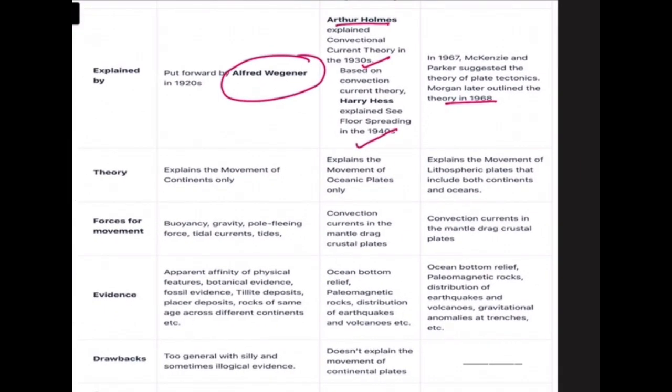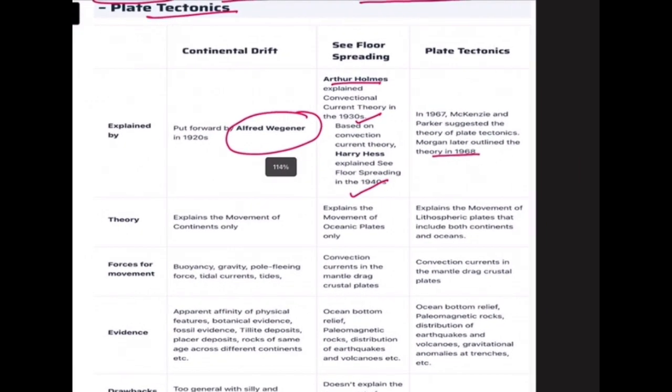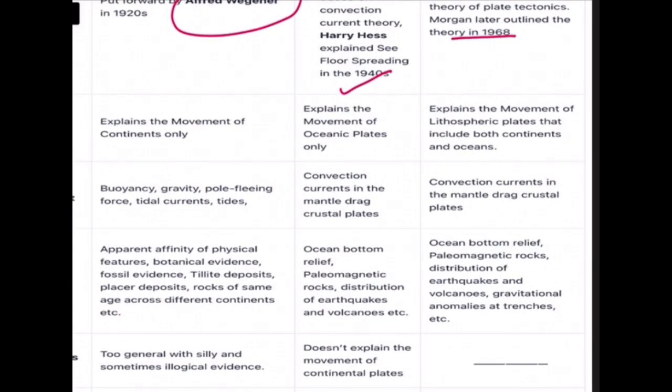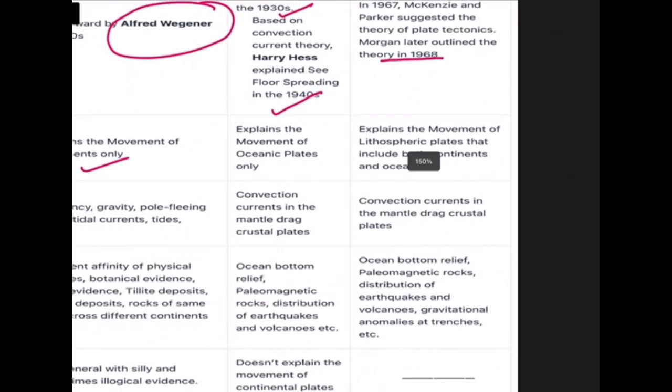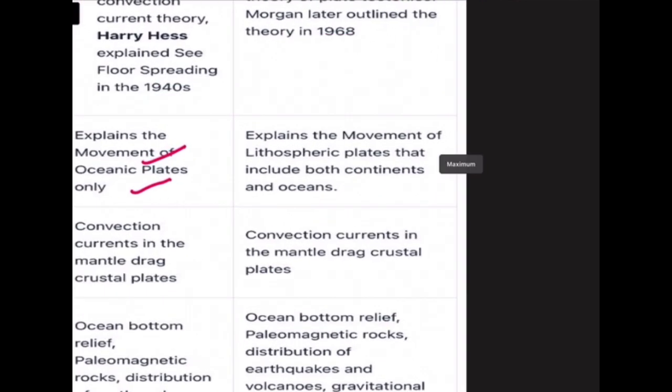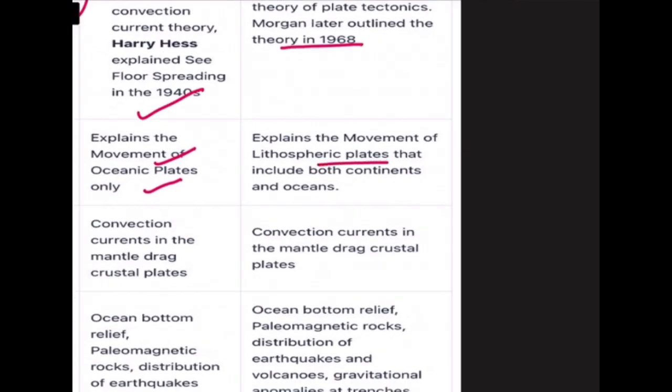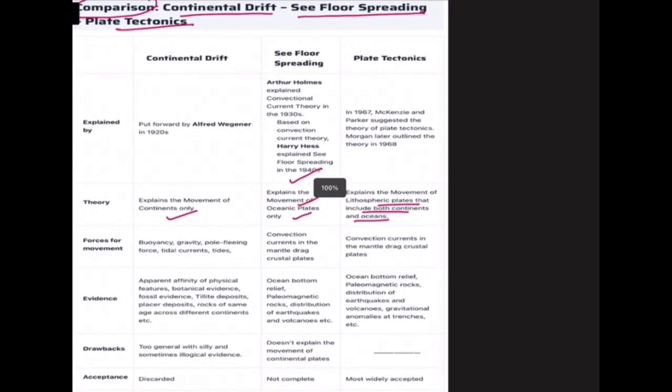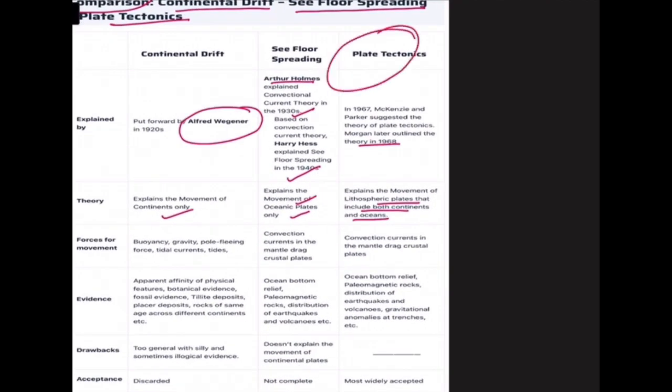Now, continental drift theory explained the movement of continents only, while sea floor spreading theory explained the movement of oceanic plates only, and plate tectonic theory explained the movement of lithospheric plates, which includes both continental and oceanic plates. So plate tectonic theory explained both continental drift and sea floor spreading theory.